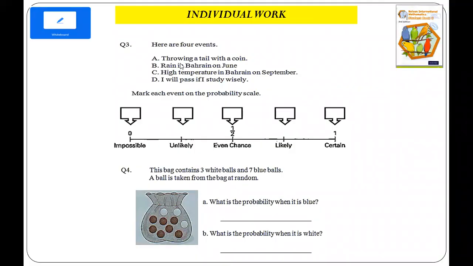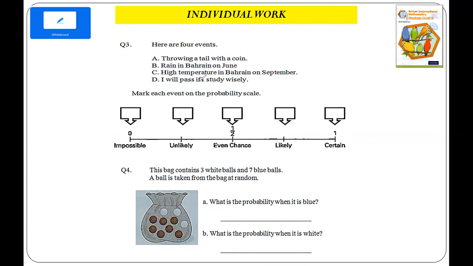Okay. So I will just explain this one. We will work together so that you have your example, okay? And then later, you can do question 3 and I'm going to do question 4, okay? Again, here are 4 events. A is throwing a tail with a coin. B is rain in Bahrain in June. C is high temperature in Bahrain in September. D is I will study wisely. So mark each event on the probability scale.